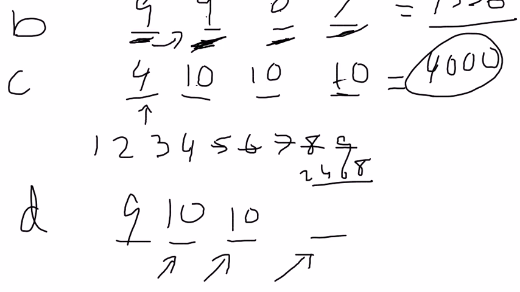And this number needs to be 2, 4, 6, or 8 in order for this number to be even, or 0. So there are 5 possibilities. Multiplying this all out, you get 4,500.